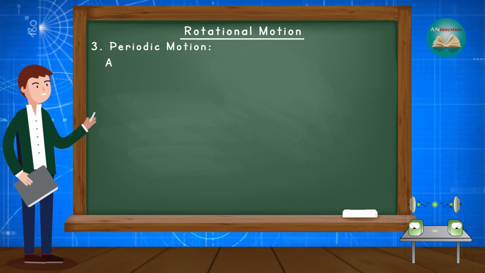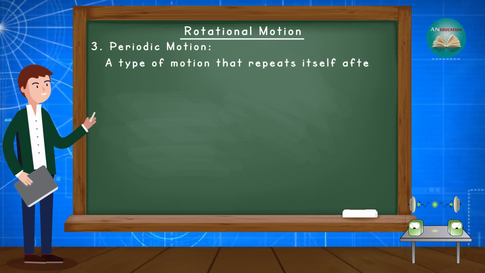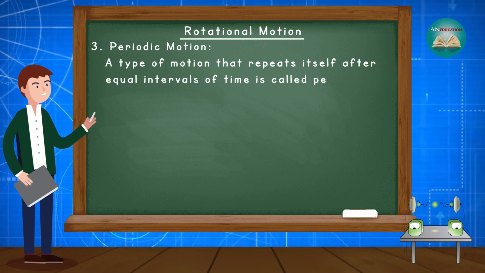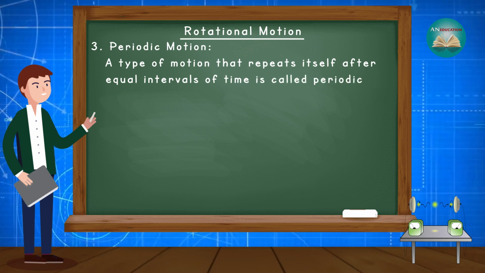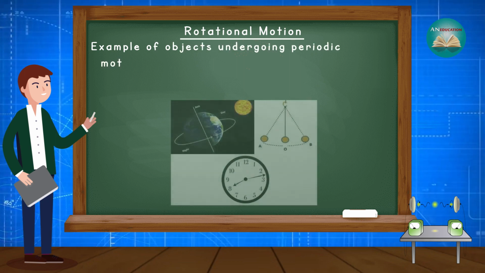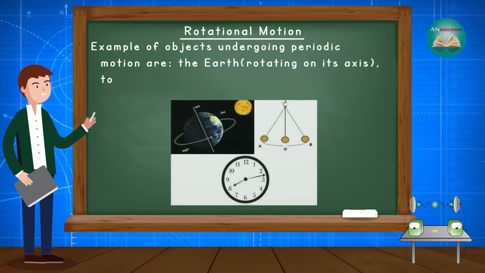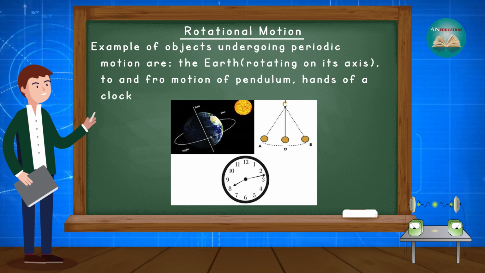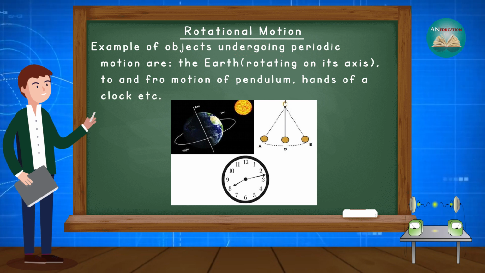Third is periodic motion, a type of motion that repeats itself after equal intervals of time is called periodic motion. Examples of objects undergoing periodic motion are the earth rotating on its axis, to and fro motion of a pendulum, hands of a clock, etc.